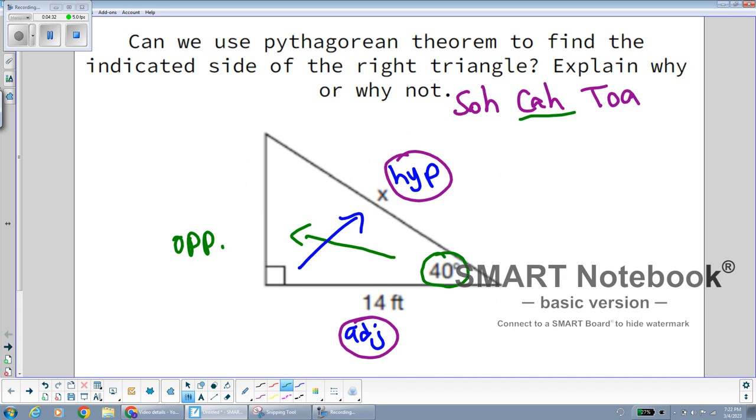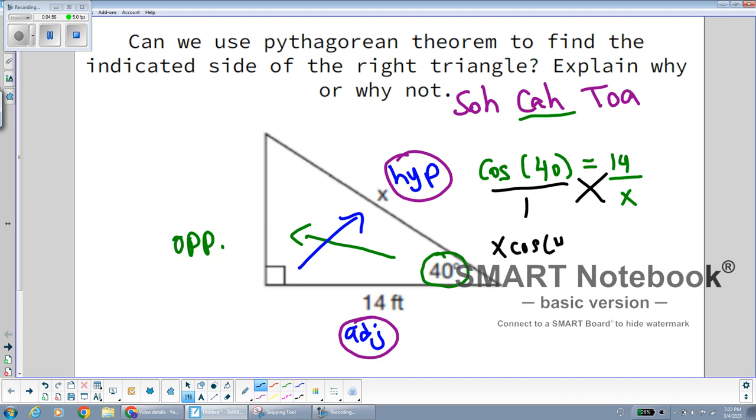So I'm going to set up my cosine ratio. Cosine, and in the parentheses goes the angle that we're focusing on, is equal to adjacent, which is 14, over hypotenuse, which we are looking for. Now, in order to solve, I can just put this over 1, and I can cross multiply my proportion. So I have x cosine of 40 degrees is equal to 14. Now I solve this just like a regular equation to get x by itself. I'm going to divide both sides by cosine of angle 40.